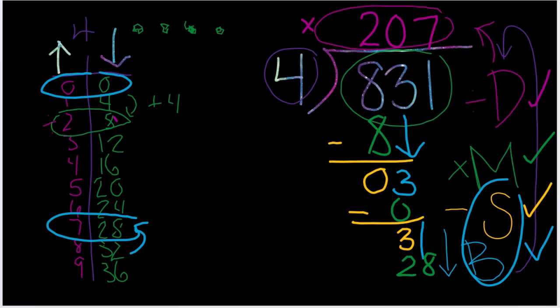And then I am going to subtract 31 minus 28. Need to regroup. I cannot take 8 from 1. So I'm going to take one of my 10s and add it over to my 1's place. So that makes 11. 11 minus 8.